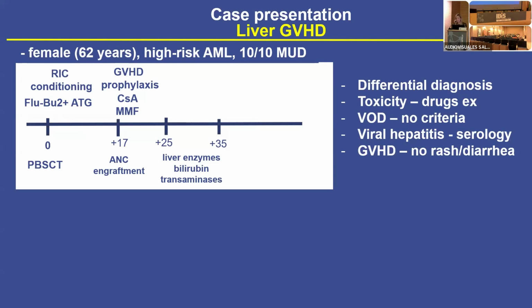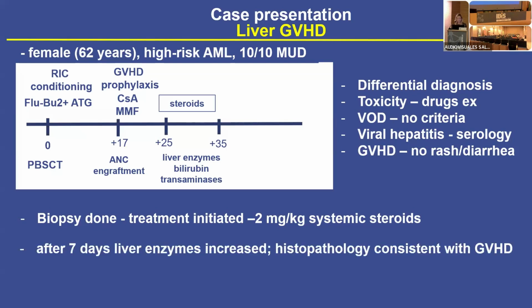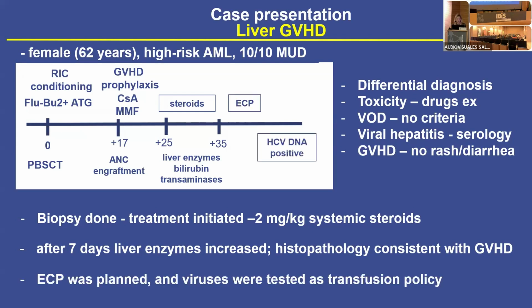But there were no drug toxicities. She had no criteria for VOD. We did viral serology for viral hepatitis, and everything was negative. And of course, in that case, we did a biopsy, because the situation was not clear, and the biopsy actually showed histopathology consistent with GvHD, and therefore we started steroids, but steroids did not work. And we didn't know what to do, and wanted to do an ECP. And then at the time of ECP, the policy required DNA, so PCR again, not just the serology. And in that case, hepatitis C came positive.